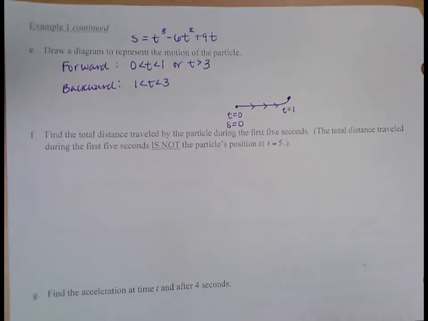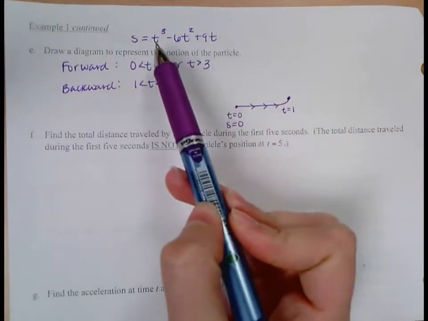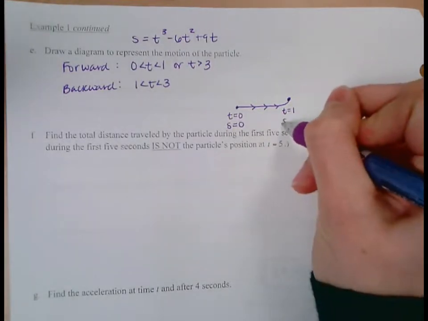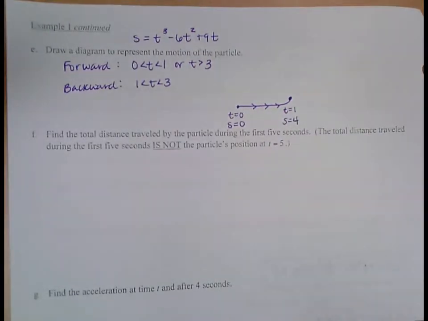So I'm just going to list what the position was at time 1. If I substitute 1 in for t, what would the position be? If I substitute in 1, it would be 4. So in that first second, it traveled a distance of 4 meters, is what that's showing.